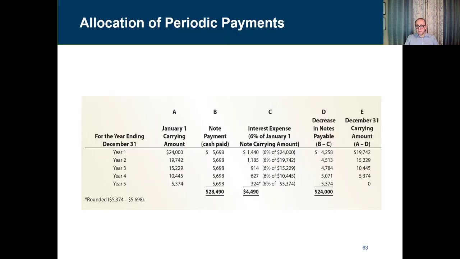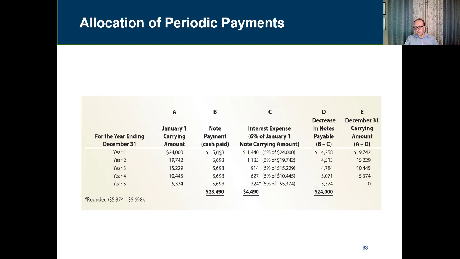So you see here we have this table that has the years in the very left column, and then we have 5 main columns labeled A, B, C, D, and E. The first column, A, shows the carrying amount or the book value at the beginning of the year. And then the last column, which is column E, shows the carrying amount at the end of the year.